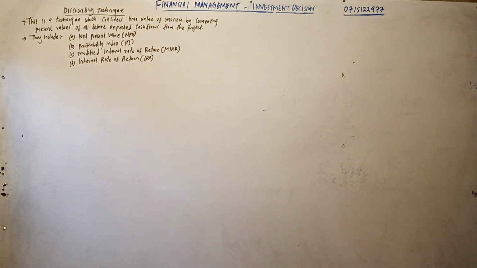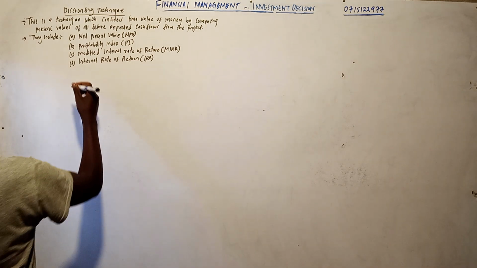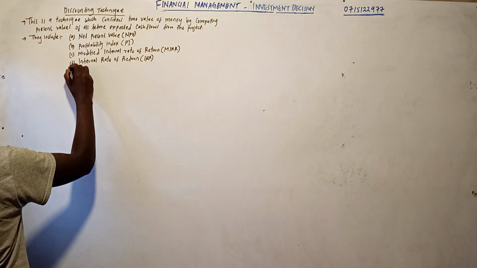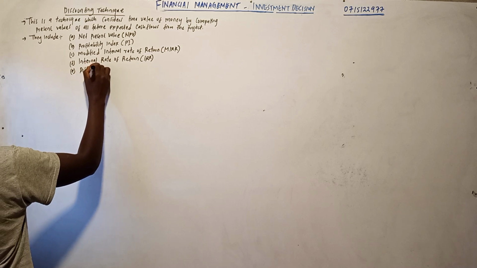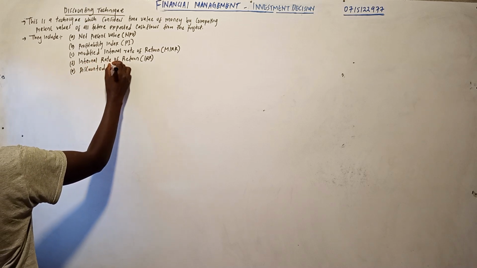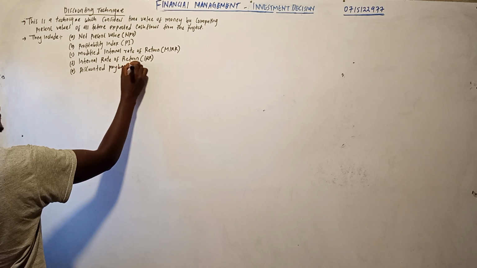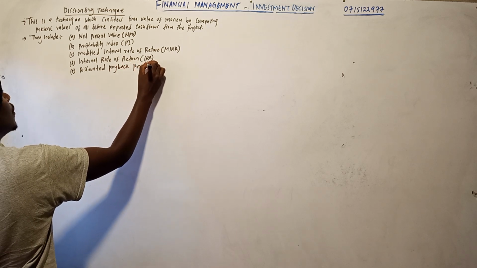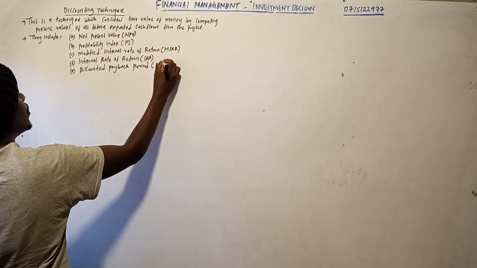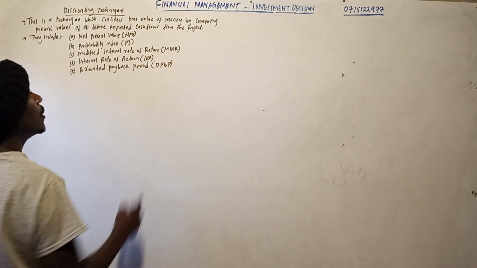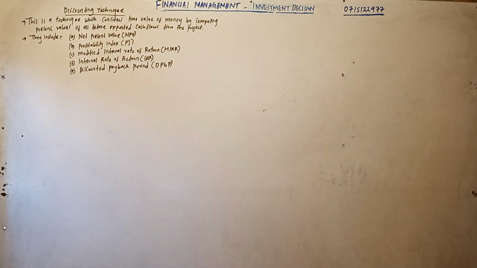Do you have another one? Oh, then you have the discounted payback period. A, B, C, D, E. Discounted payback period, DPBP.